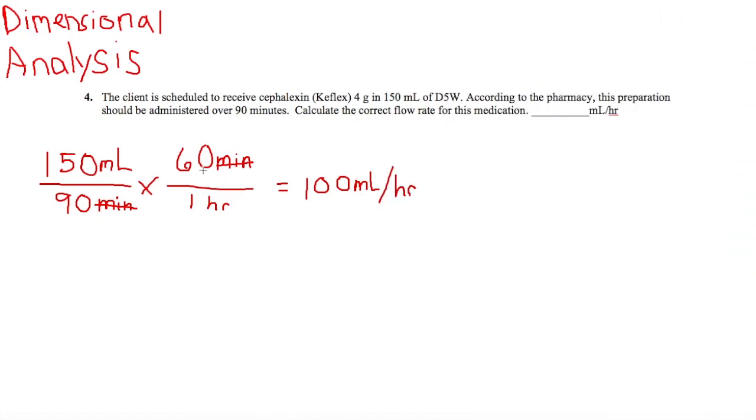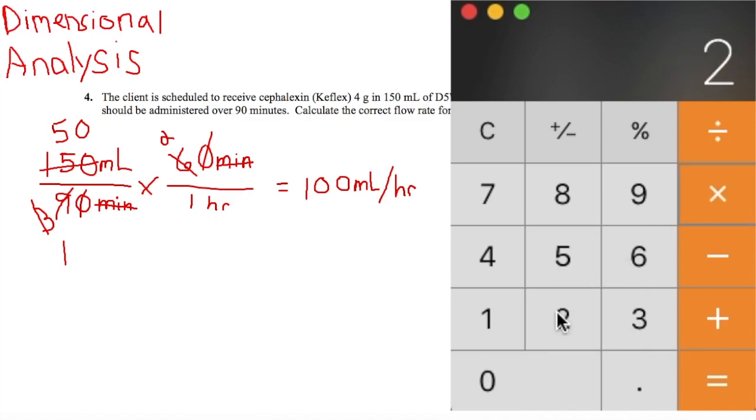I'm going to reduce down after the fact this time. Zeros cancel out, and then 6 and 9 are both factors of 3. So 3 goes into 6 2 times and 9 3 times, and then 150 and 3 can also both reduce down because 3 goes into 150 50 times. So then we have 50 times 2, which is also 100 mils per hour. It's a little bit of a different way of getting there, but we get the same answer either way.